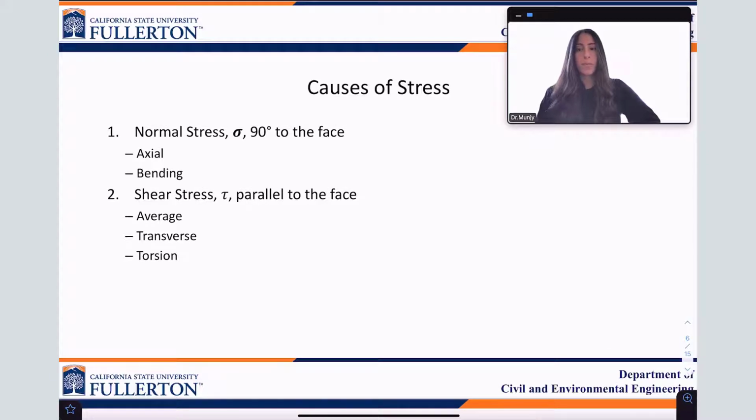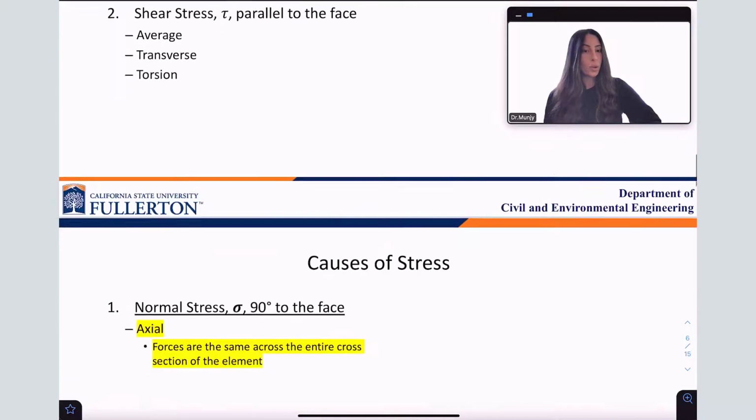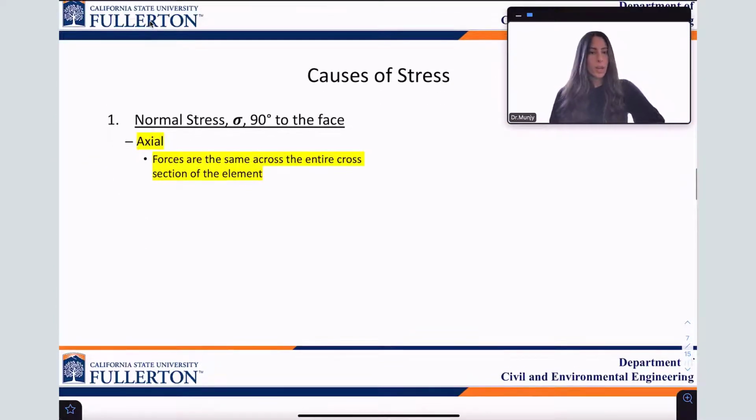All right. So within normal and shear stress, we have a few different types of stresses that we're going to go over. So not only do we have normal and shear, but we can cause normal and shear stress from different types of stress. Okay. So this is a breakdown of what we're going to go over. In the category of normal stress, we have axial and bending, and in the category of shear stress, we have average, transverse, and torsion. So let's start by talking about axial stress, or how we cause normal stress through axial force.